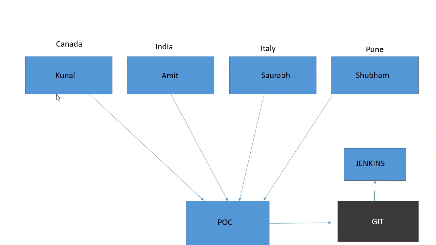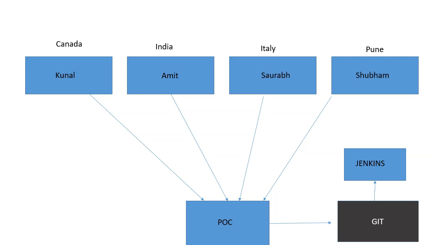Suppose consider that there are 4 members in your team. One is Kunal, second is Amit, third is Saurabh, and fourth is Shubham. Kunal is in Canada, Amit is in India, Saurabh is in Italy, and Shubham is in Pune. All these members of the team are working in a distributed environment, which is a very ideal example of a distributed environment in a company.